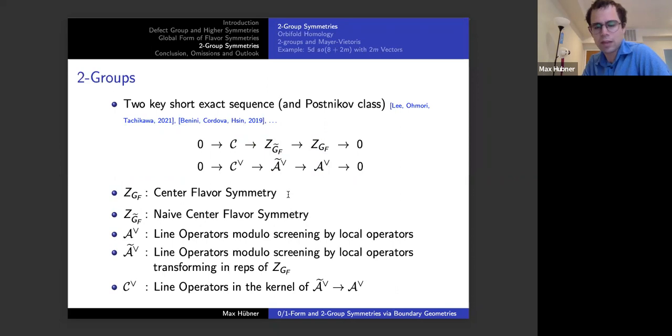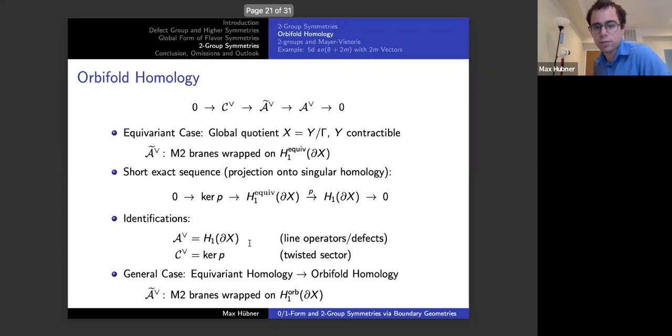The last sequence is newer, so let's focus on that. Here I've written it out on the top line again. Let's first consider a simpler case, an equivariant case. Let's assume that the geometry we're given is a global quotient of Y by some finite group gamma. We now claim that this class of line operators is engineered by wrapping M2 branes on the equivariant one cycles of the boundary.